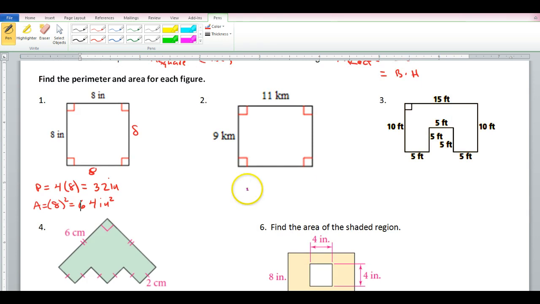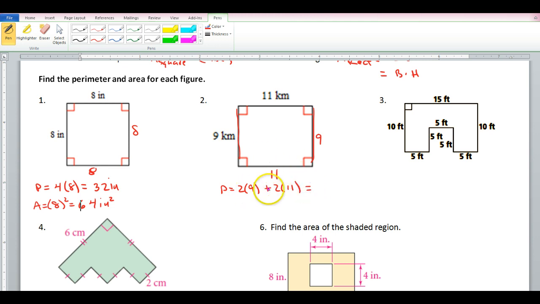Okay, that's pretty easy. Now, here's a rectangle. If this side here is 9, you know the side opposite is 9 also. If this is 11, this is 11. So when we go to find the perimeter, you just do 2 times the length of one side plus 2 times the length of the other.